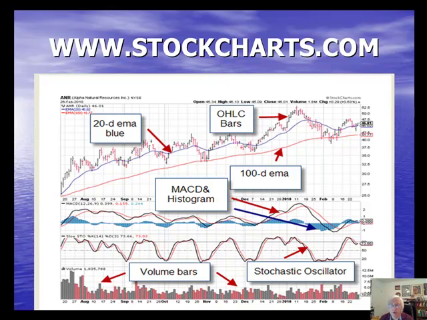Where the blue bars are below zero, that's a bearish or negative signal. Where they're above the zero line, that's a bullish or positive signal.